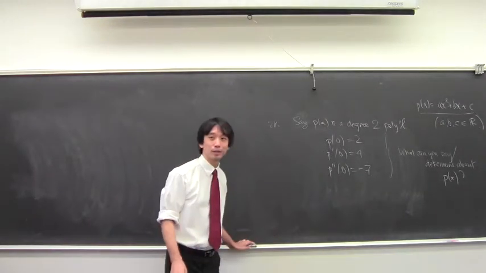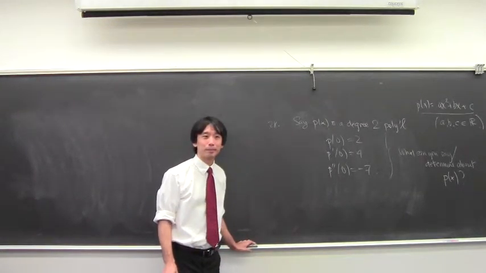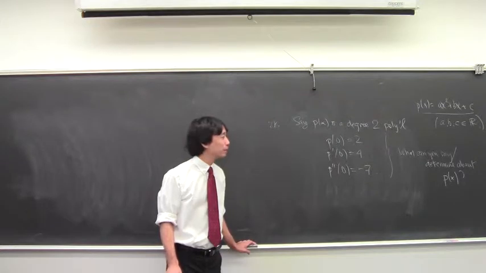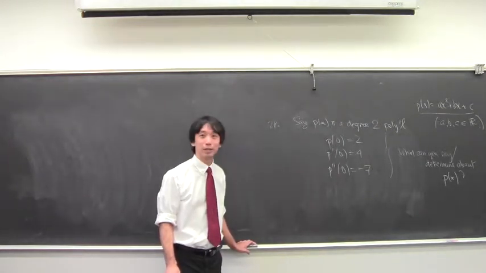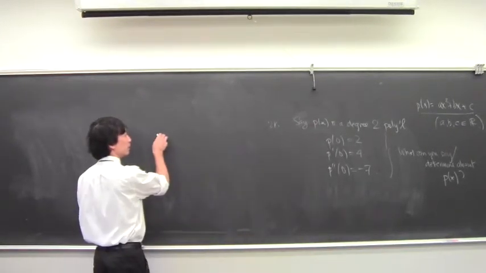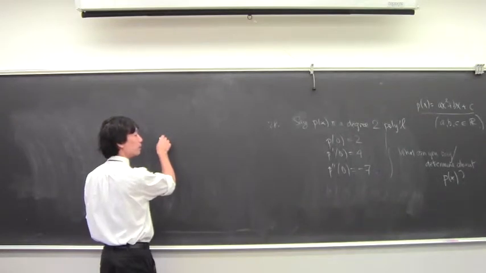Why would C come back? Oh, because it'd be 0. Okay, who can tell me anything? Who can tell me one thing about this? So at the point (0, 2), the slope of the function P is 4.